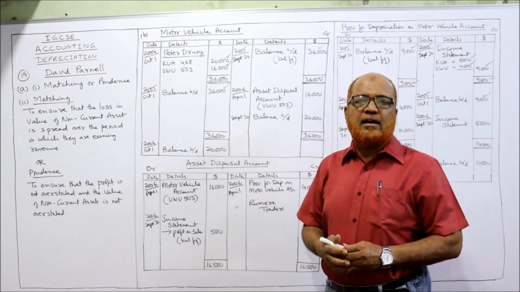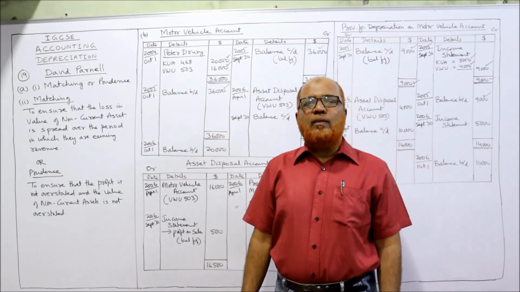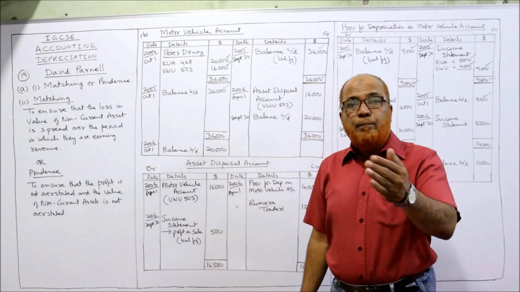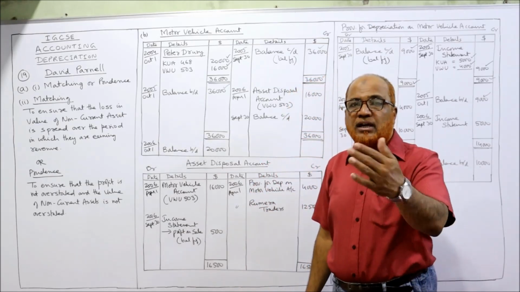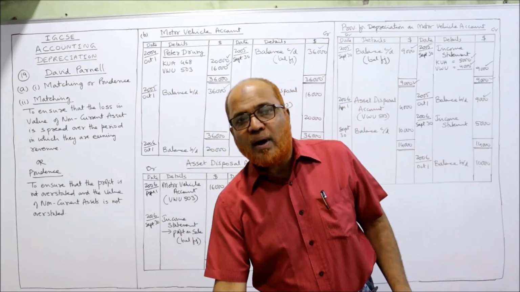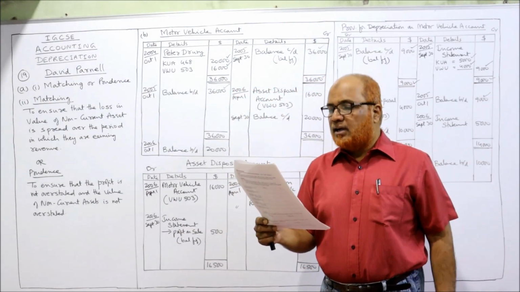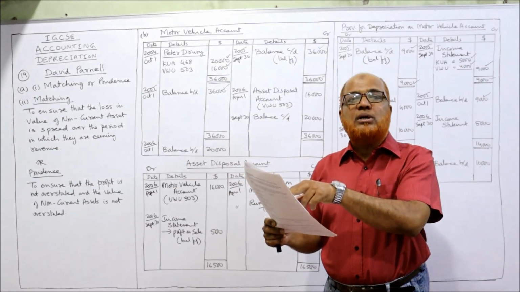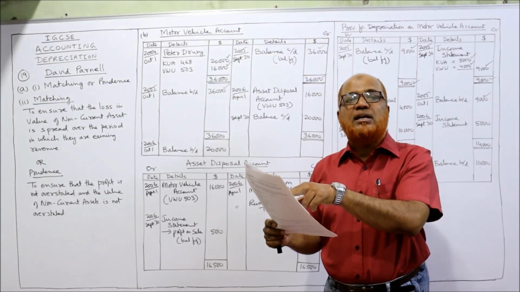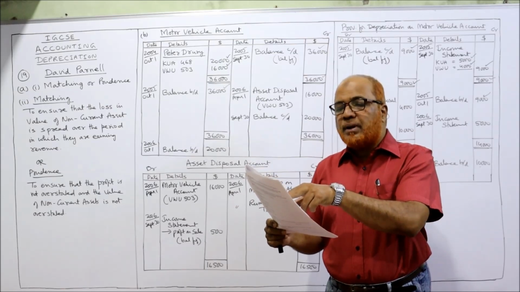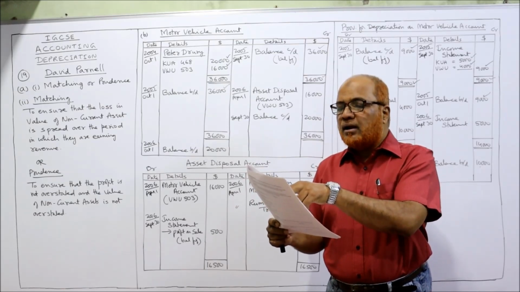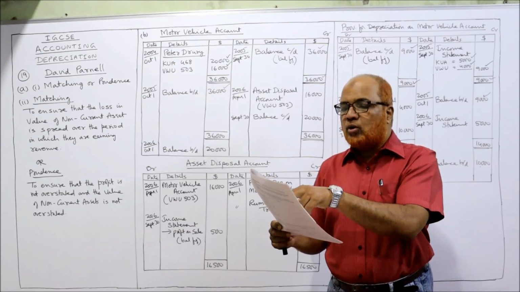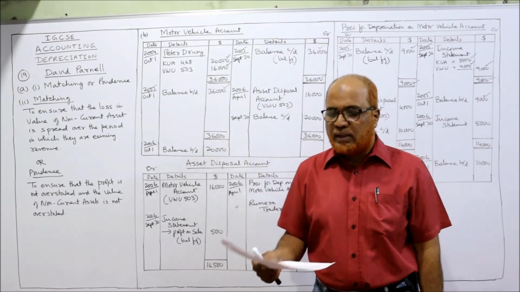Now we are in the second year. The second year will end on 30th September 2006. But before that, one motor vehicle was sold on 1st April 2006. Actually the year ends on 30th September, but on 1st April 2006, David Parnell decided that one motor vehicle was not required and he sold the motor vehicle to Rumera Traders for 12,500.